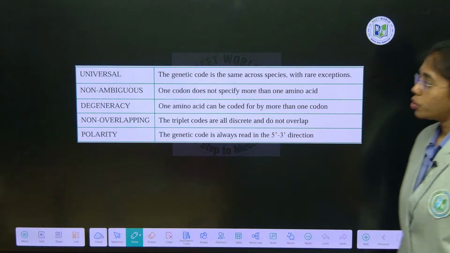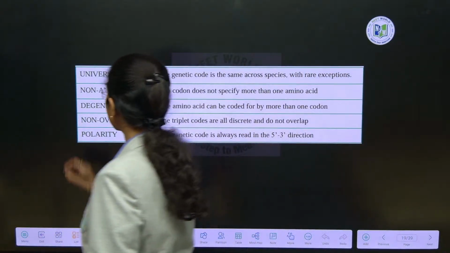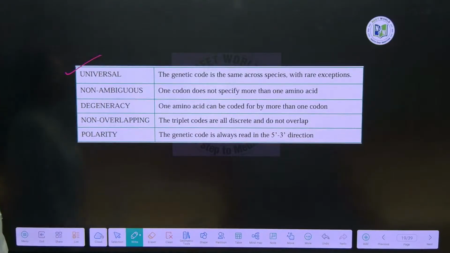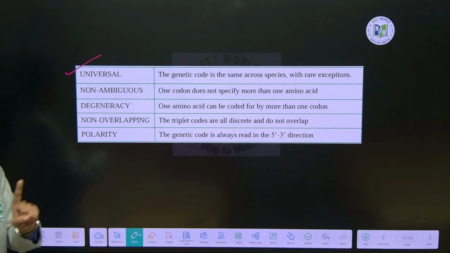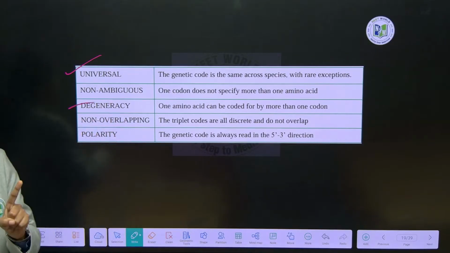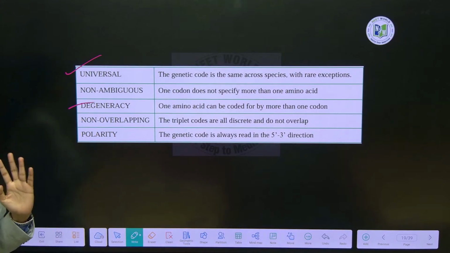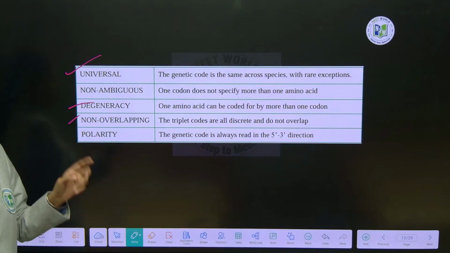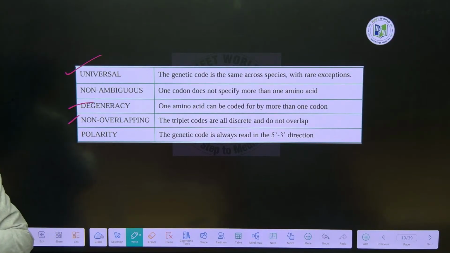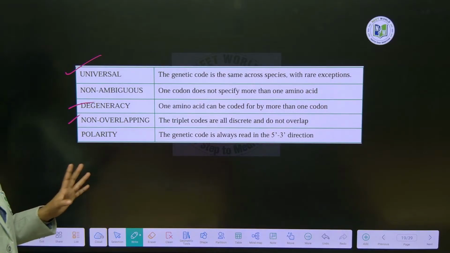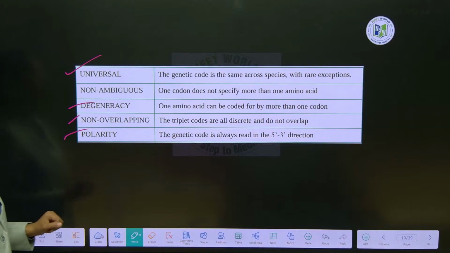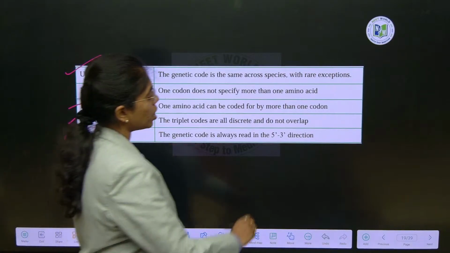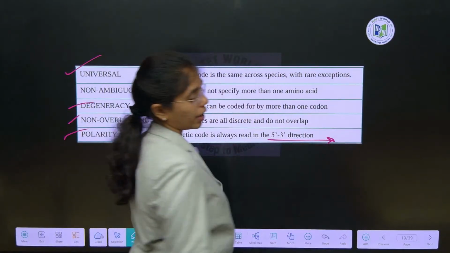These are the points to be remembered carefully. Universal, non-ambiguous means one codon is specific for one amino acid. Degeneracy, one amino acid can be coded by many codons. Non-overlapping, the triplet doesn't have any overlap. Okay, there is no comma in between. Next, polarity. Okay, the genetic code is always read from which direction? 5' to 3' direction of the mRNA.